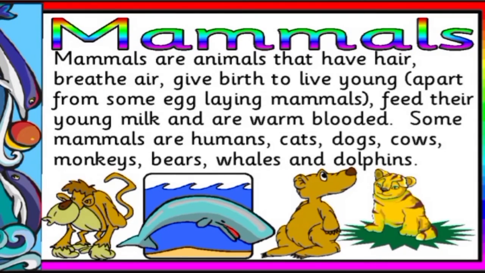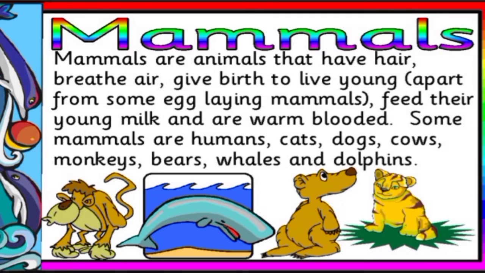Now let's understand animals that give birth to young ones. Some animals do not lay eggs and they reproduce by giving birth to young ones that feed on their mother's milk. Mammals are examples of such animals. So let's understand about mammals.